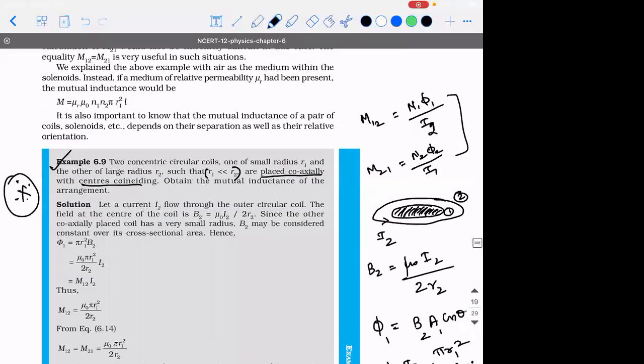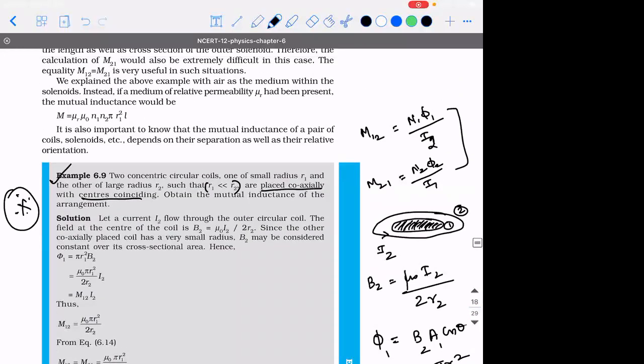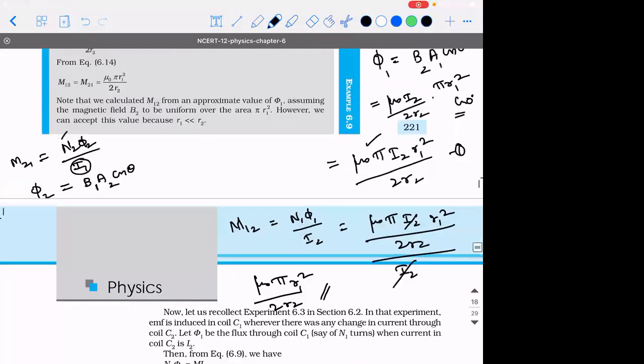But since the first coil is very much small compared to the second coil, the magnetic field contributed due to the first coil is almost within the area of the first coil only. So then it will be B1 into A1. This is the only point you need to be careful about. That's why I'm saying this is the trickiest part. Even in the derivation, we did something like this. So what is the value of B1? mu naught I1 divided by 2 R1, into pi R1 square, correct? R1 and this will get cancelled.